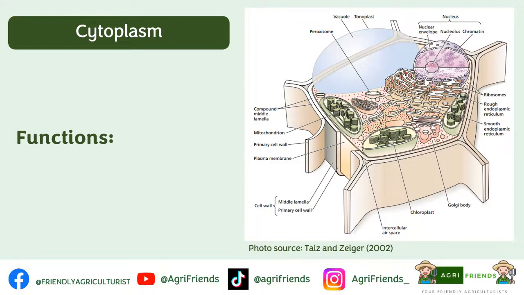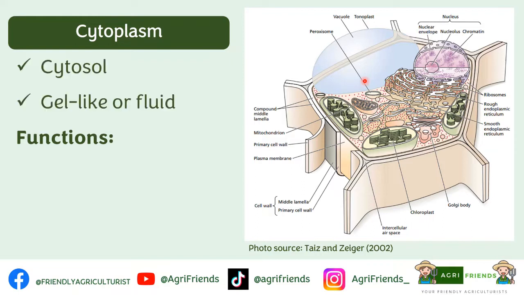Cytoplasm is the entire content within the cell membrane. So all of this is the cytoplasm. The cytosol is the gel-like fluid wherein all the organelles are suspended. So this is the cytosol. And these are the organelles, and we will discuss that later on.